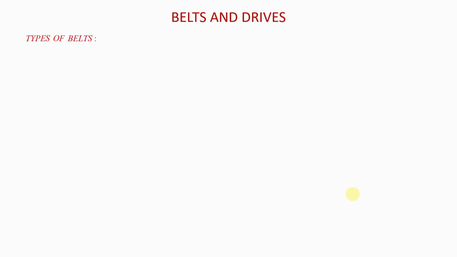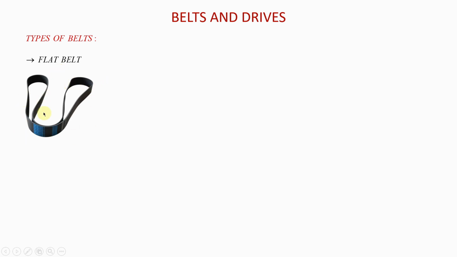So first we will speak about the types of belts that you have. The first type is the flat belt. And this is a picture of a flat belt that you see on the screen. The reason it is referred to as a flat belt is because when you look at it, it's pretty much flat. Okay, and so if we cut a section of that belt, this is what you will have.